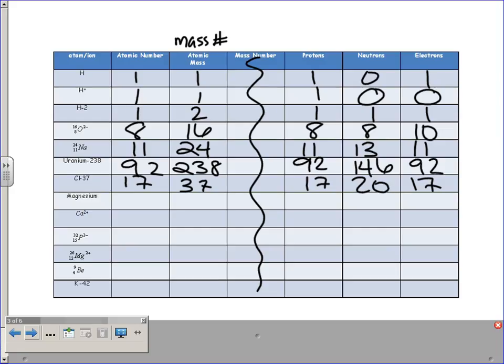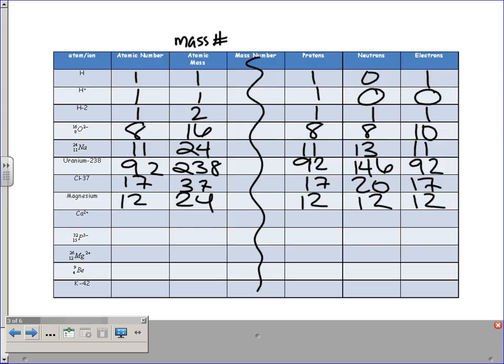Alright, just magnesium. So for this one, I'm going to have to get all my information off the periodic table. Atomic number of magnesium is 12. Atomic mass is 24. It's not charged, so both the protons and electrons are equal to 12. Neutrons will be equal to 24 minus 12, 12.